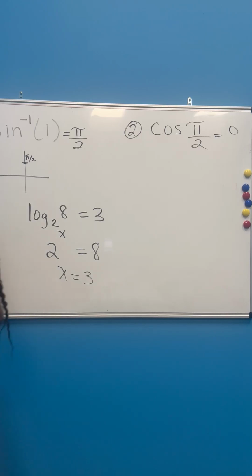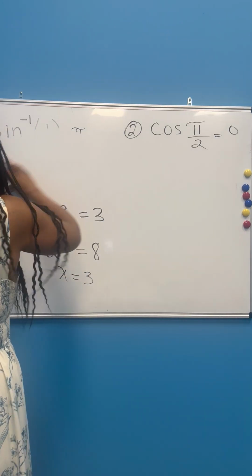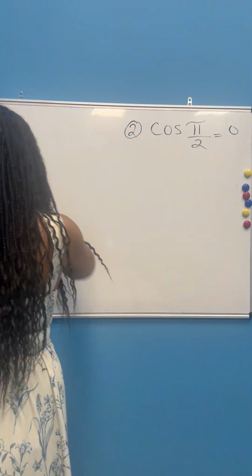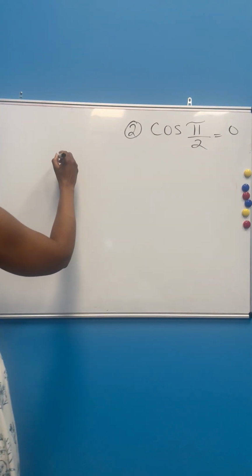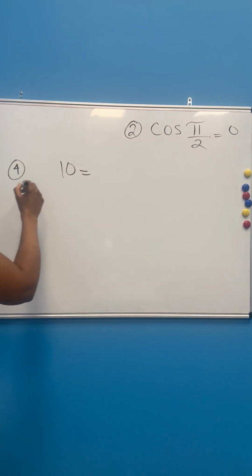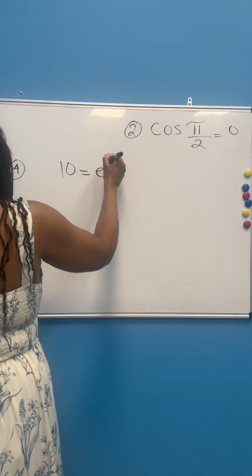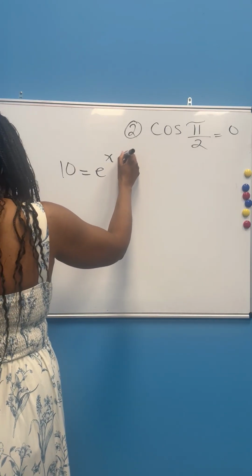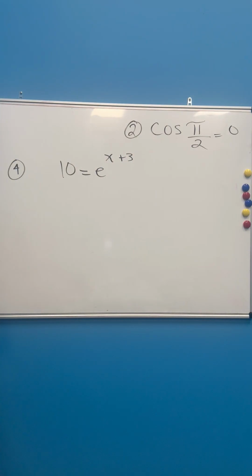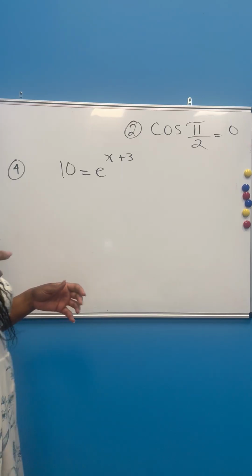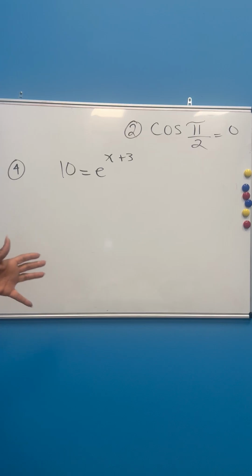Now the next one, number 4, will involve a bit more work. But still, you don't need to pull out a calculator. So 10 equals e to the x plus 3. All right, so what this is showing us right here is we're trying to solve for x.